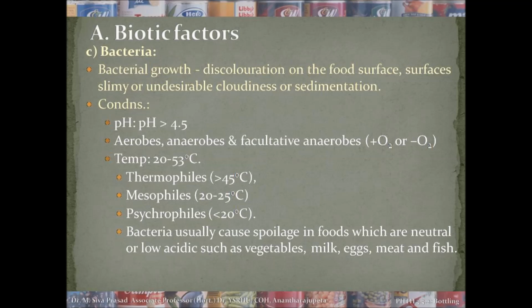Usually the bacteria cause spoilage in most of the vegetables or fruits which are low acidic or high pH, because the pH range in which they grow is more than 4.5, right? So if you understand the conditions suitable for each microbe, it is easy to destroy them, to prevent them from multiplying in a can or in a bottle.